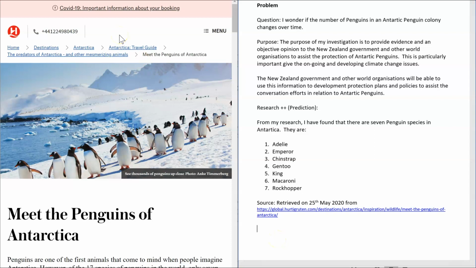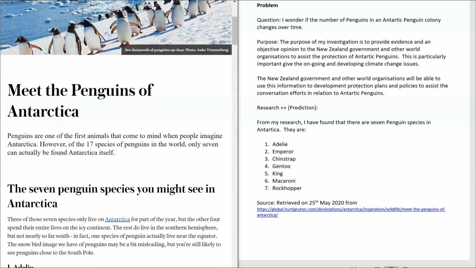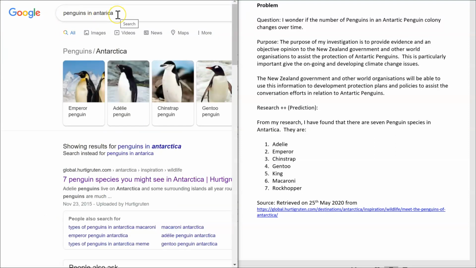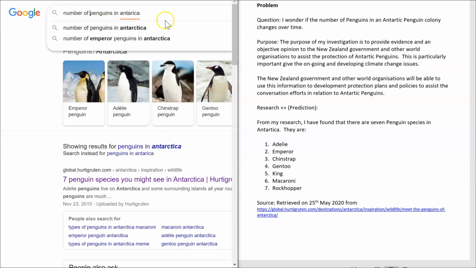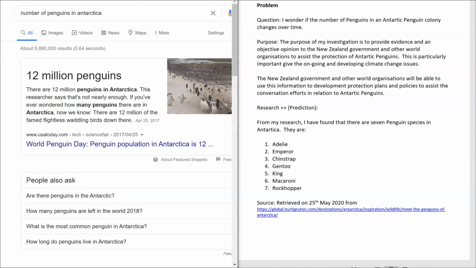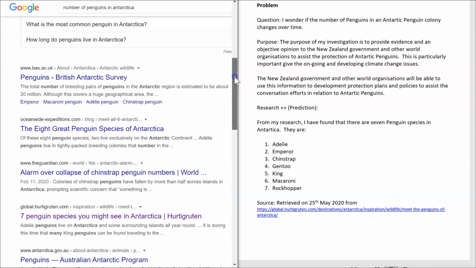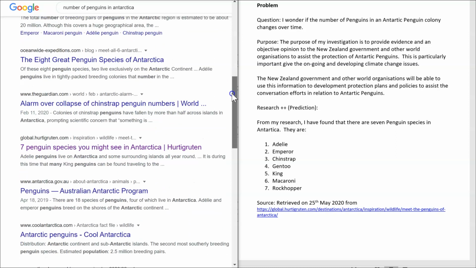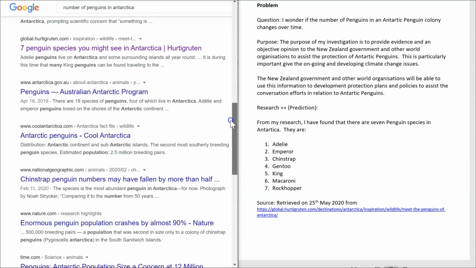The next information is, well, what's happening with these penguins? And what can we do to do that? So let's have a look. So the next step is I want to figure out, are the number of penguins increasing, are they decreasing? What are the current issues in relation to penguins? So number of penguins in Antarctica. And it looks like we've got some research up here. And we'll be able to go down. Looks like there's heaps and heaps of information on penguins.